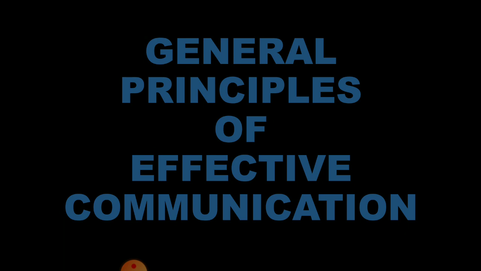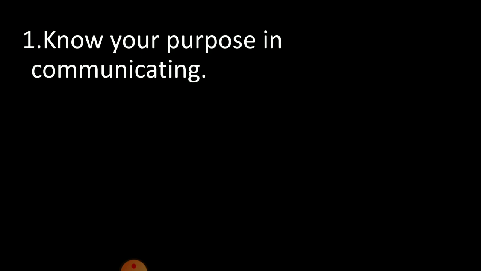Since communication is a two-way process, it is important that you know the principles to be observed to make it effective. For both oral and written communication, you should be able to apply the following principles. First is to know your purpose in communicating. Are you communicating basically to inform, to entertain, or to persuade? While you may have more than one purpose, there is still a more dominant objective or reason why you communicate.